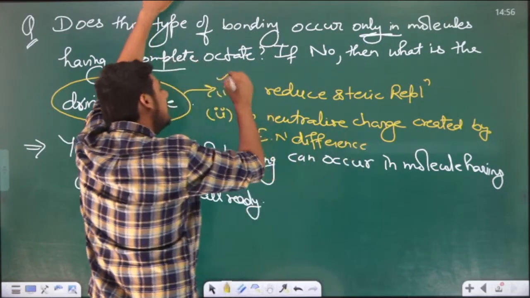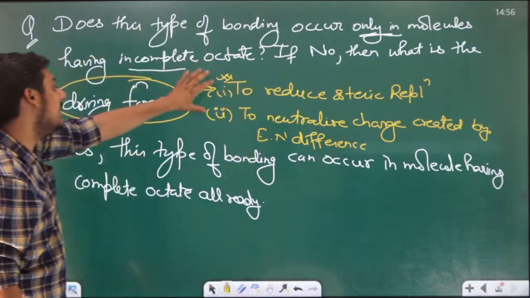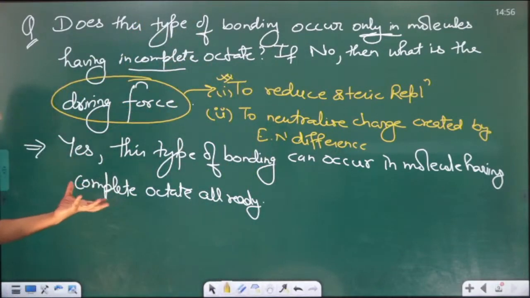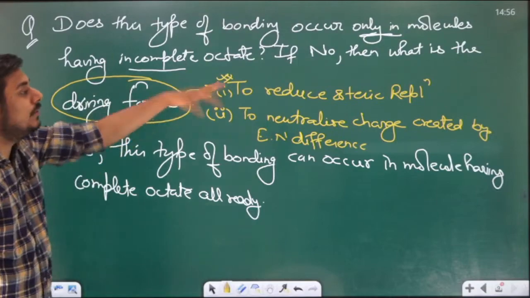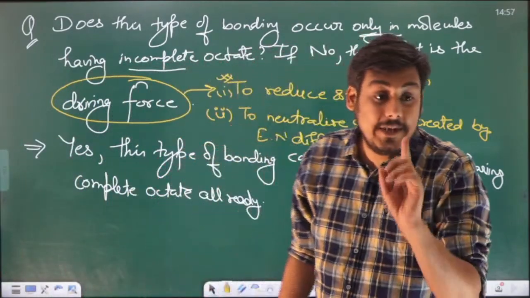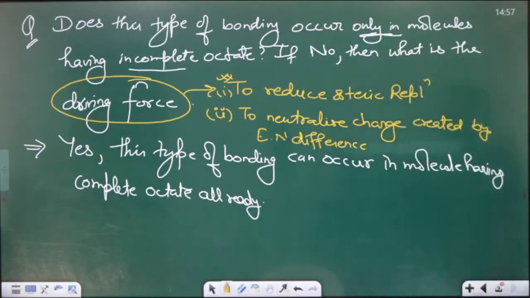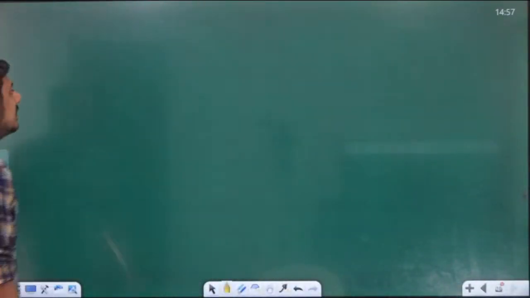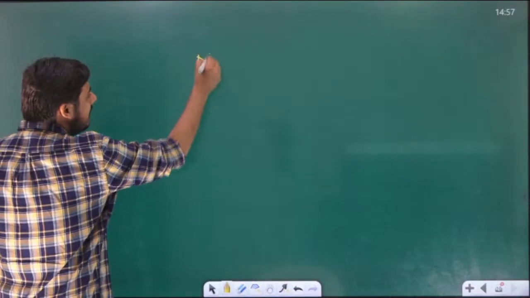I was expecting a few of you to know about it. This type of bonding in a molecule with a complete octet occurs mainly to reduce steric repulsion. This is the primary reason. Now, how does steric repulsion affect this? Have a look at some other molecule. We will discuss one more molecule over here. Let us consider we have NH3.